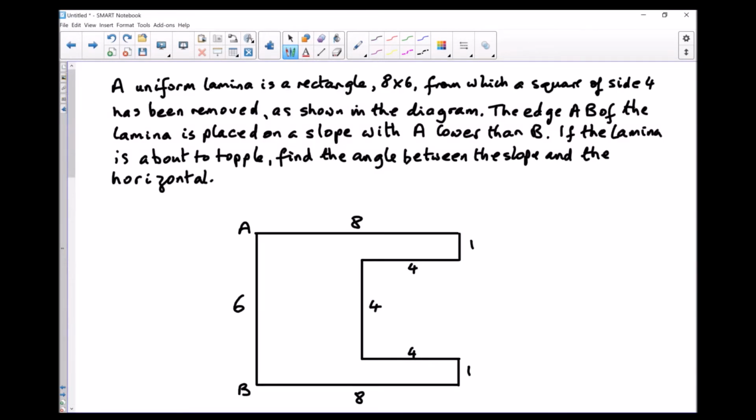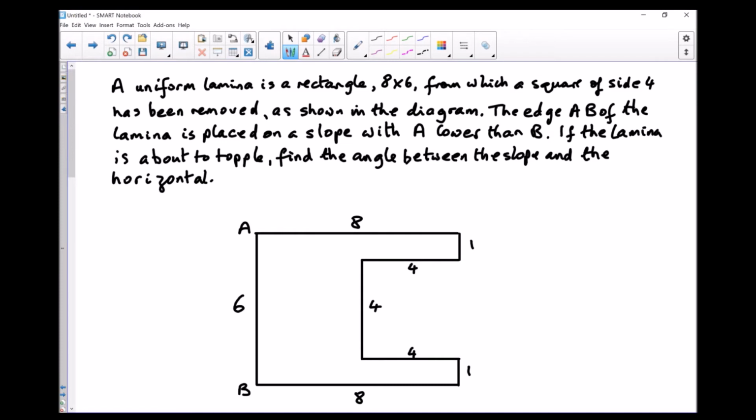Now let's look at a case of toppling. We have a uniform lamina in the shape of a rectangle, 8 by 6, and a square of side 4 has been removed, as shown in the diagram. The edge AB of the lamina is placed on a slope with A lower than B. If the lamina is about to topple, find the angle between the slope and the horizontal.